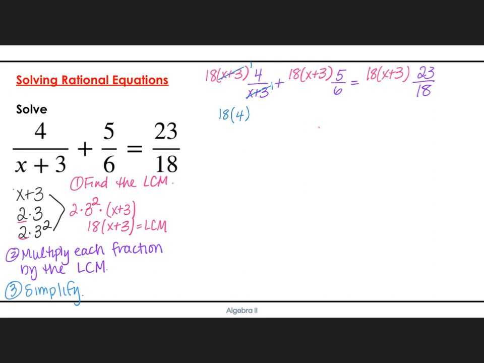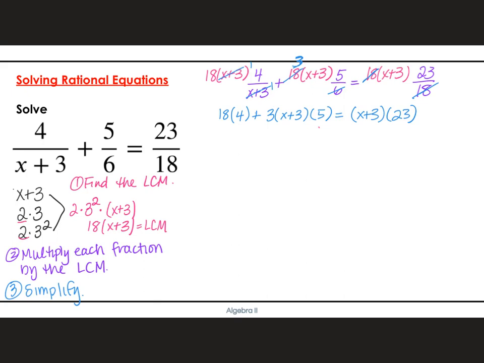So let's look at the next set. Well, 18 over 6 will cancel. 18 over 6 will give us 3. It's kind of hard to see that 3, but that's a 3. So then I have plus 3 times x plus 3 times 5. So that's everything that I have left over once I've simplified. And then that is going to be equal to, these 18s will cancel. And so I have 23, and I'm going to write it the other way so there's no confusion. So then I have x plus 3 times 23.